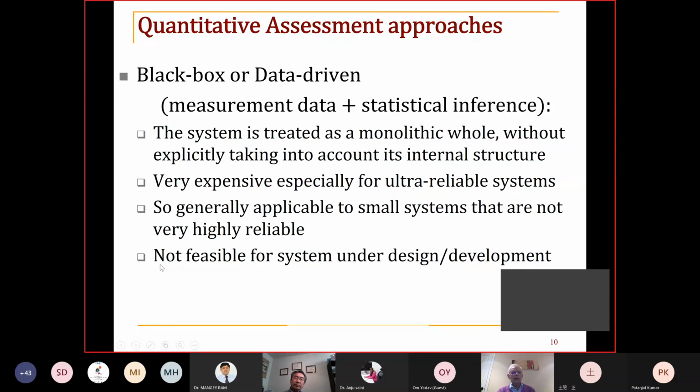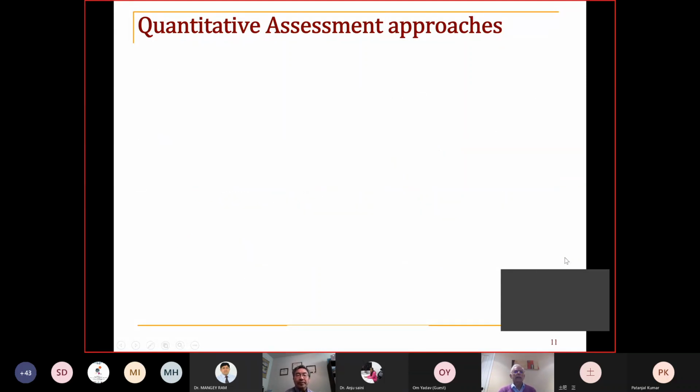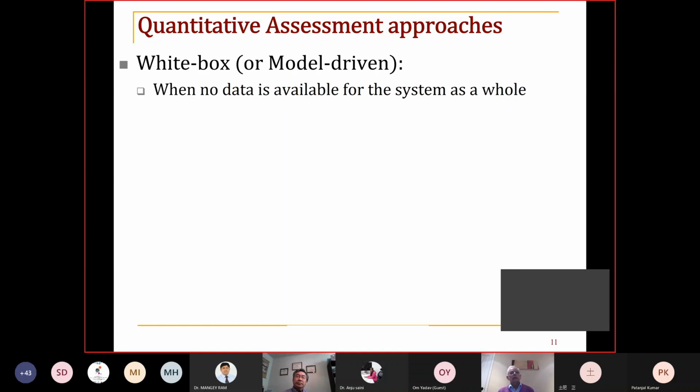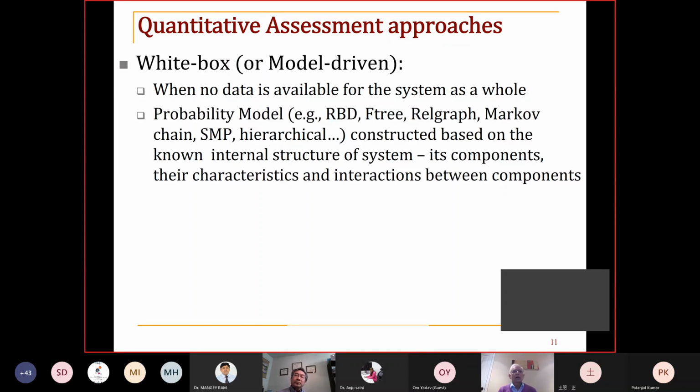And furthermore, this method of data-based assessment of reliability is not feasible for a system that is undergoing design or development. So the alternative, as we have talked about, is the model-driven approach, which may also be called white box approach or gray box approach. When no data is available for the system as a whole, which is the case when a system is being designed, then we might use a probability model.